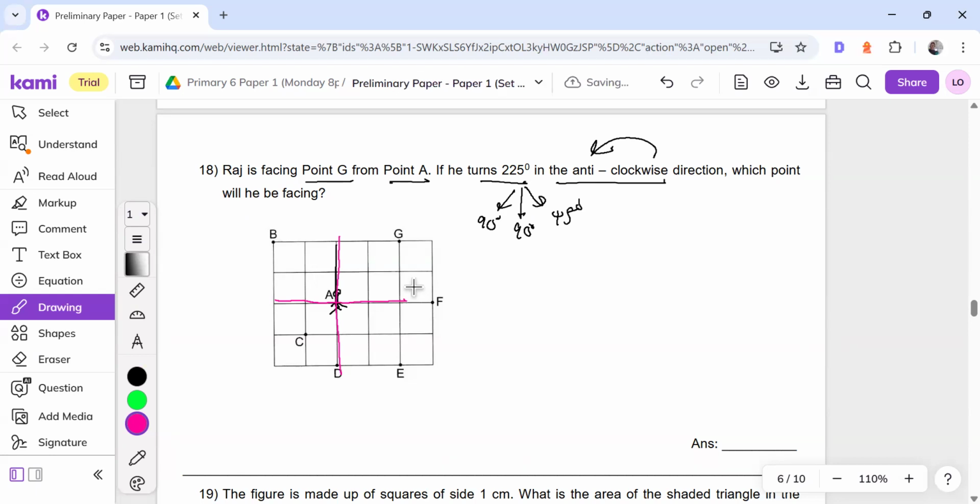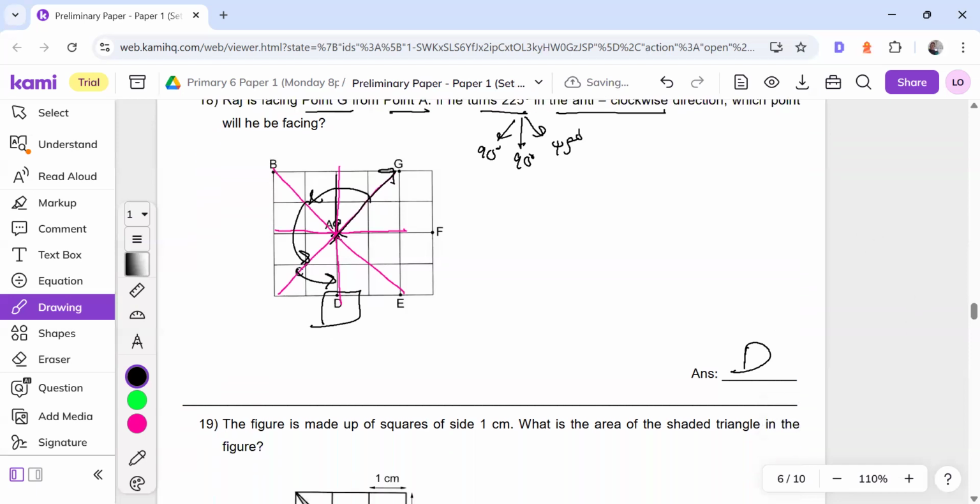And your compass must be an 8-point compass, using pencil, no ruler. When you draw into the picture, you must use a pencil. And he's facing point G from point A. So where is point G? Point G is here. And he turned 225 degrees anti-clockwise. 90, go backwards, 90, 45. So where is he facing now? Point D. Correct? No mistake. Okay, let's go on to the next one.